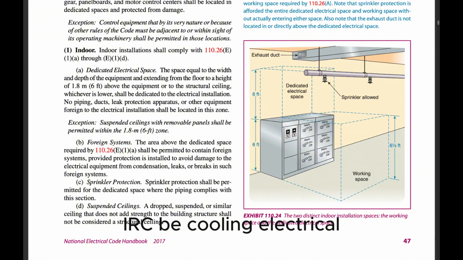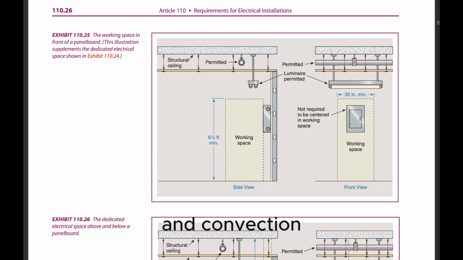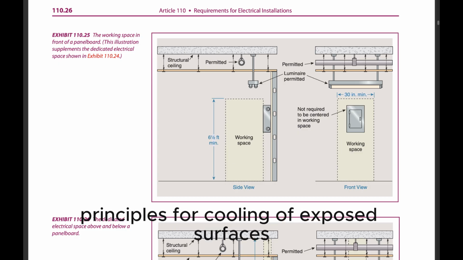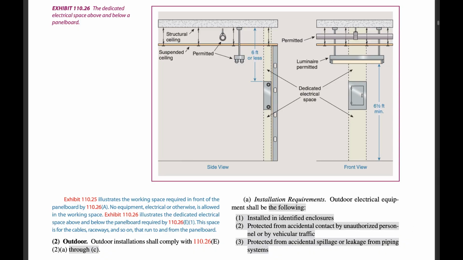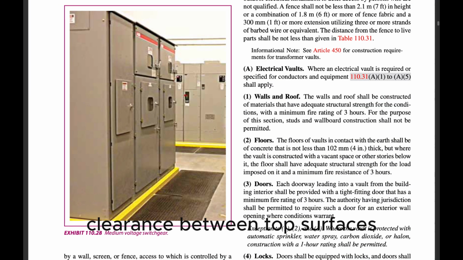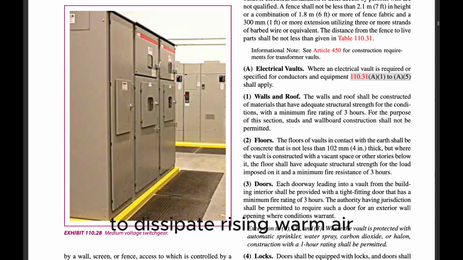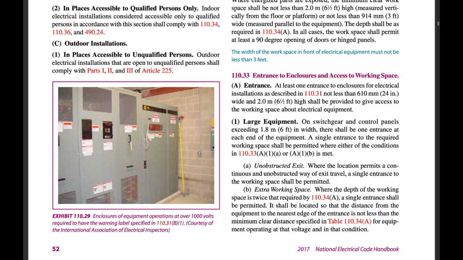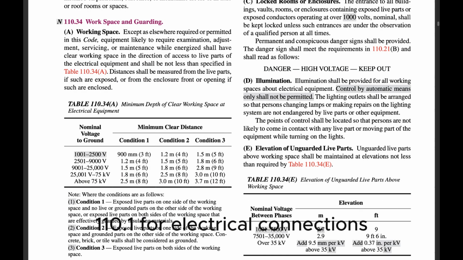B. Cooling. Electrical equipment that depends on the natural circulation of air and convection principles for cooling of exposed surfaces shall be installed so that room airflow over such surfaces is not prevented by walls or by adjacent installed equipment. For equipment designed for floor mounting, clearance between top surfaces and adjacent surfaces shall be provided. Equipment with ventilating openings shall be installed so that walls or other obstructions do not prevent the free circulation of air through the equipment.